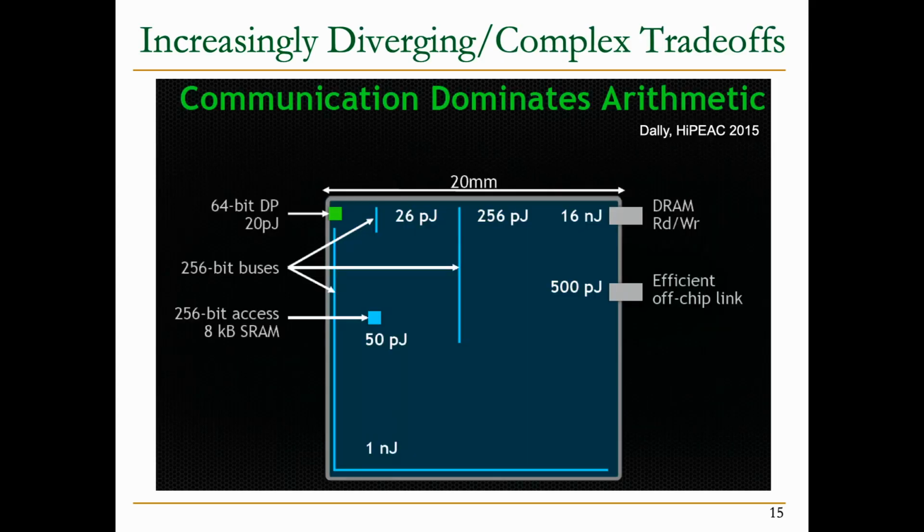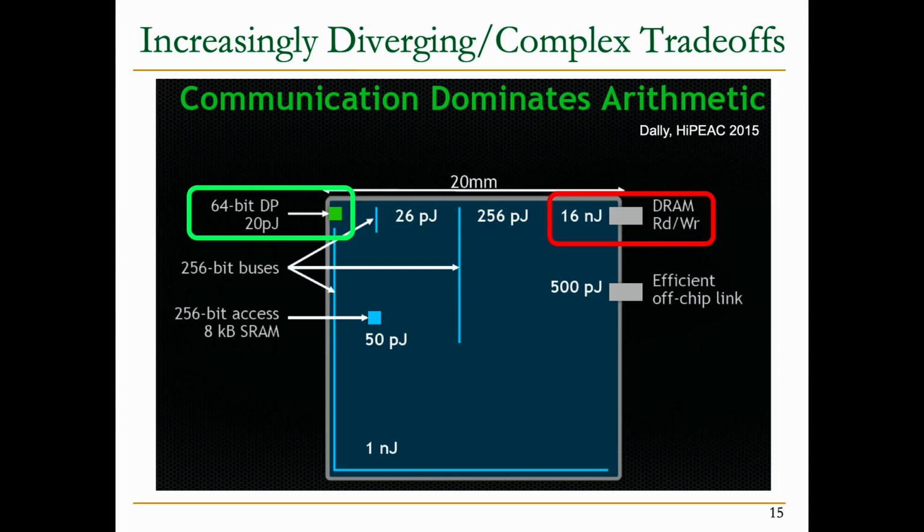And human beings are good dreamers for that. So this is an example about a 64-bit double precision floating point complex operation, where it consumes about, you can see here, 20 picojoules. However, a single read or write operation to the DRAM consumes 16 nanojoules. So it's about 800x more energy consumption than the operation itself.